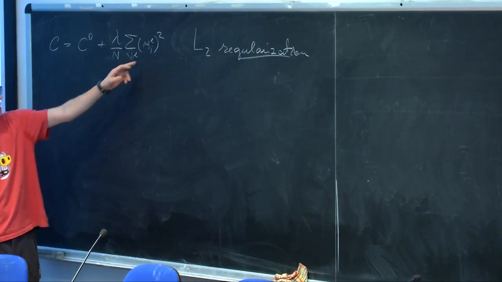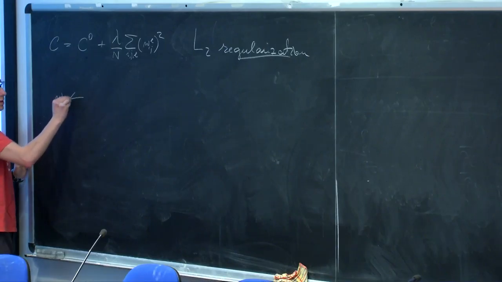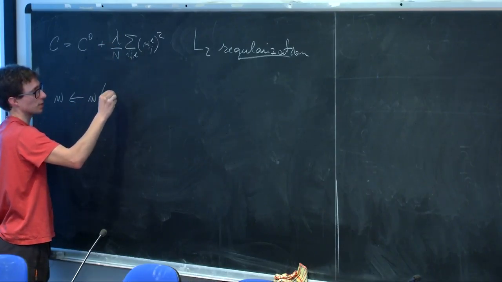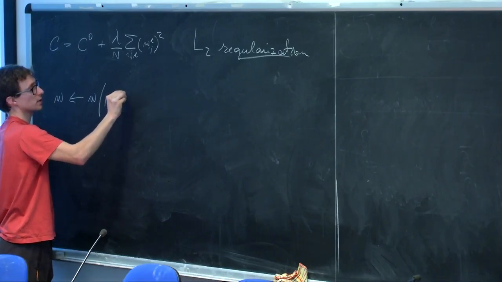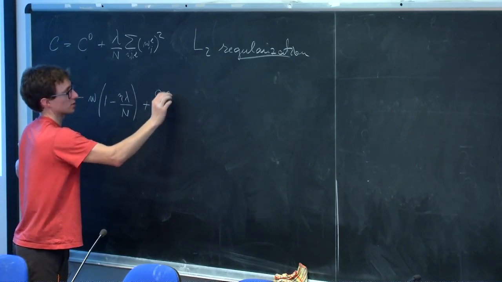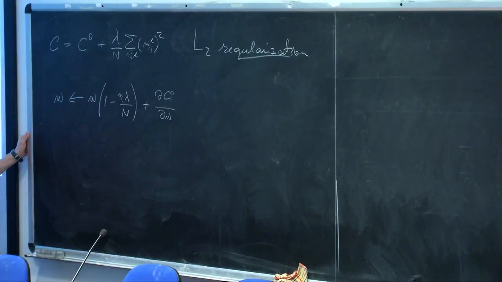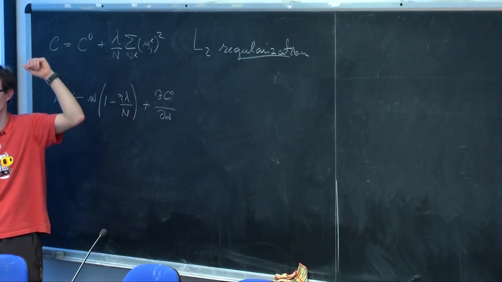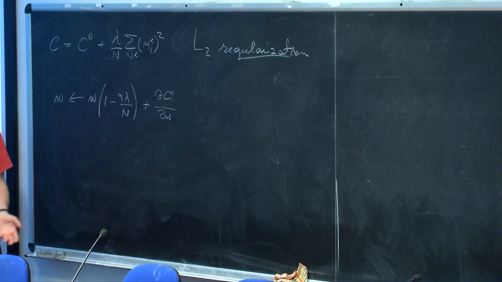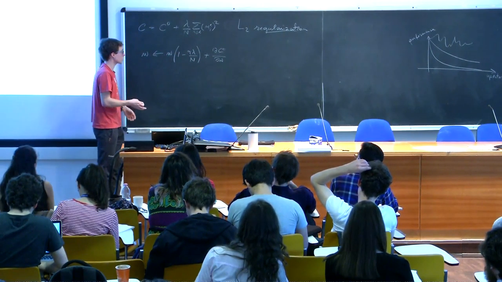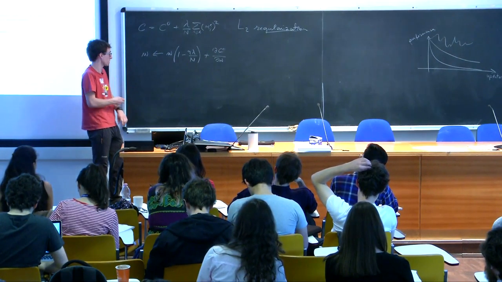So when you set this, basically this gives an update rule, which is w times (1 minus eta lambda divided by n), plus the derivative of the C0, okay? Just for the w's. In general, it's a good idea to do it just for the w's and not for the b's, because the b's are not really important for overfitting, but the w's are. This is heuristic evidence that you want to keep the w's quite small in order to generalize more, because otherwise you learn too much the details of the training data and you don't generalize.